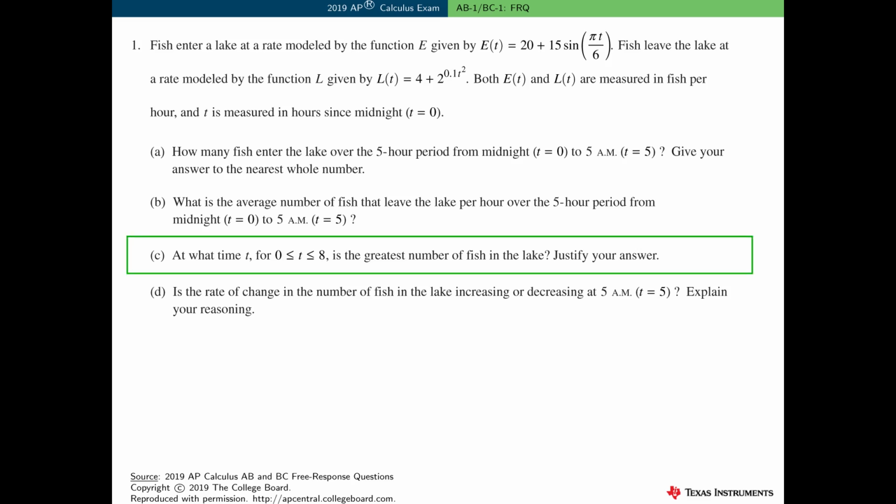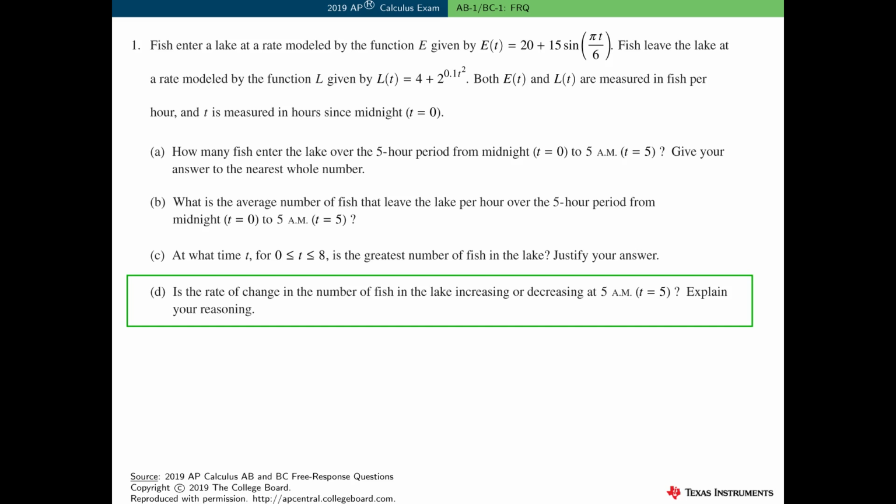In Part C, we need to find the time at which the greatest number of fish are in the lake over the interval 0 to 8. And finally, in Part D, we need to determine whether the change in the number of fish is increasing or decreasing at time t equal 5.